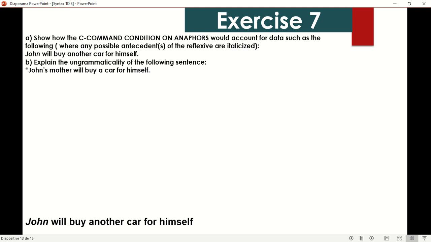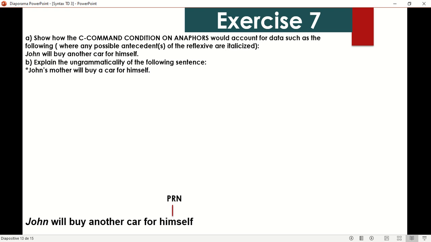So let's start with the correct sentence. John will buy another car for himself. We want to prove that John is the appropriate antecedent for himself. If you remember, we said in order to prove that an antecedent is correct, we need to prove that it precedes and commands the anaphor. In order to do that, we need to draw the tree.